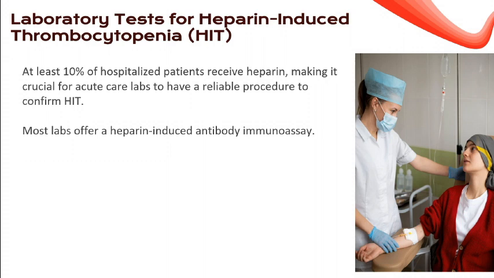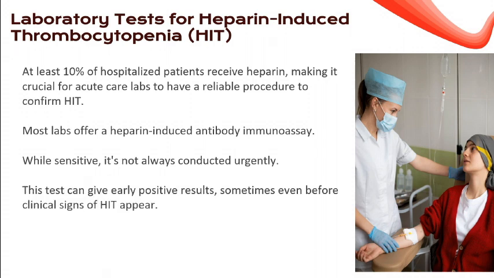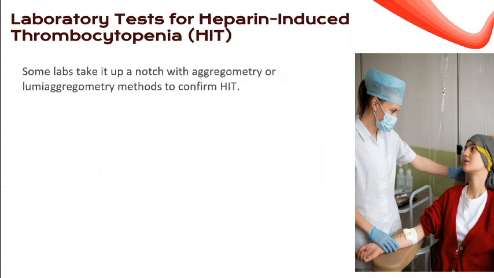Most labs offer a heparin-induced antibody immunoassay. While sensitive, it's not always conducted urgently. This test can give early positive results, sometimes even before clinical signs of HIT appear. But beware, false negatives can occur due to various factors. It's a delicate dance between sensitivity and potential pitfalls. Some labs take it up a notch with aggregometry or lumiaggregometry methods to confirm HIT.